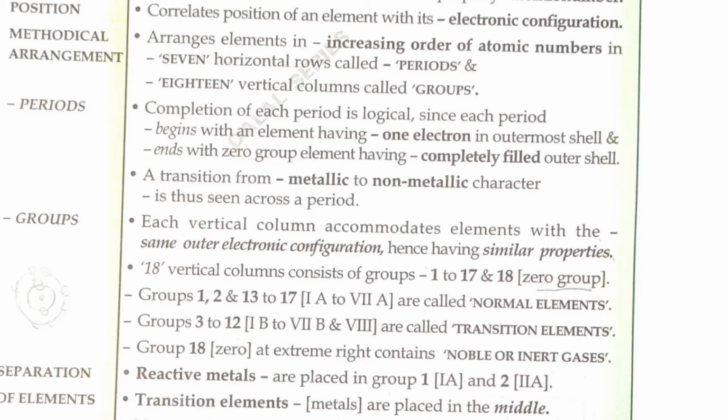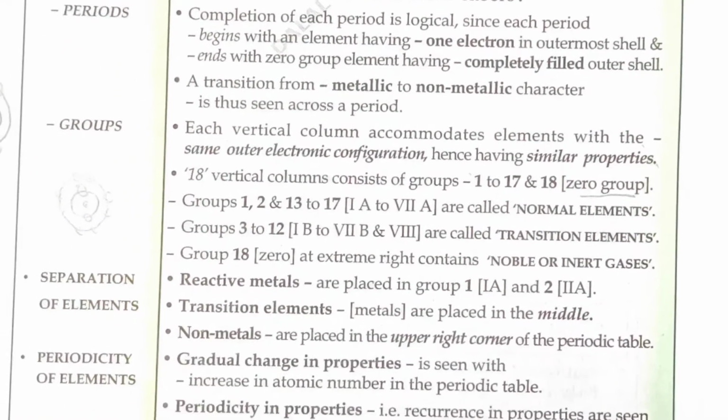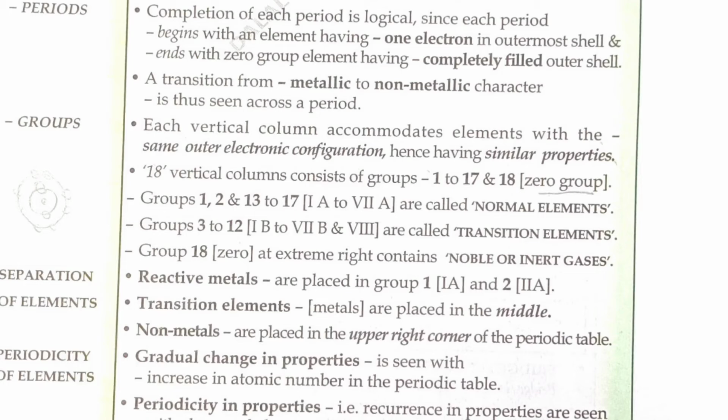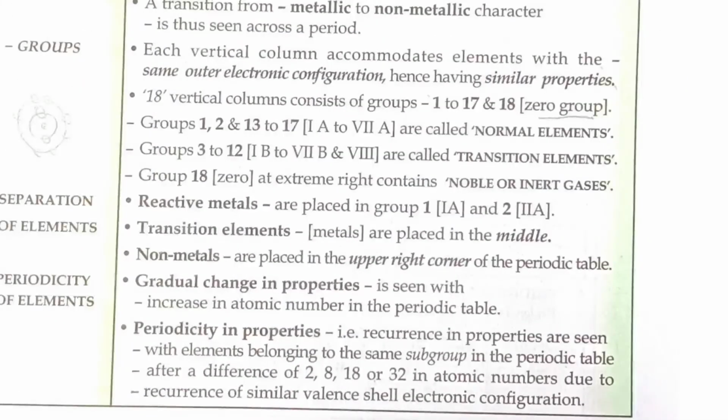Completion of each period is logical since each period begins with the element having one electron in the outermost shell and ends with the zero group element having a completely filled outermost shell. A transition from metallic to non-metallic character is thus seen across the period. So across the period, non-metallic character increases and metallic character decreases.